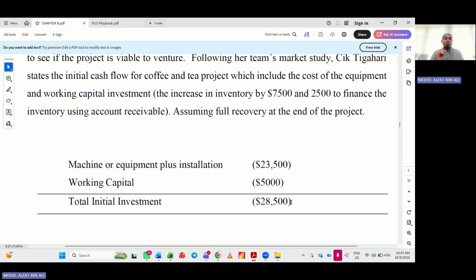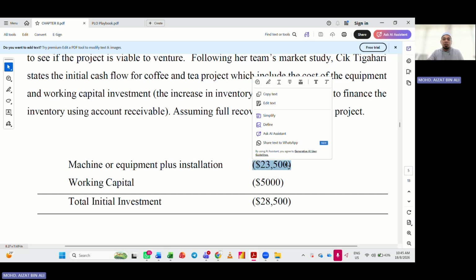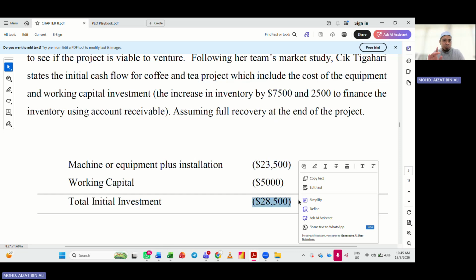Now, this is very important. Later on, we have to calculate depreciation cost. For depreciation cost, we will only consider the cost of assets, the cost of the machine, 23,500 ringgit. We do not take the whole thing. Please remember this, because there were many students in the past that when they calculated the depreciation, they would take the total initial investment. If you do this, you won't get any marks at all. Straight away, zero.